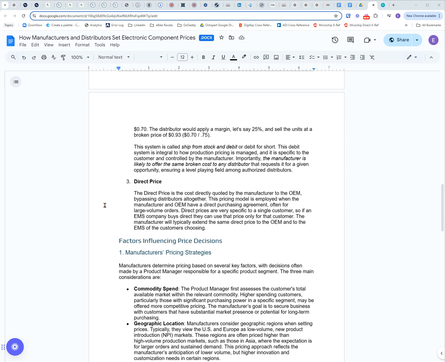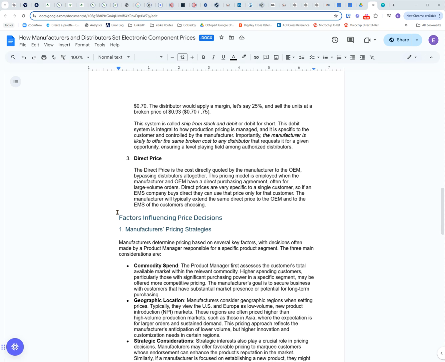And the direct price would also commonly be extended through to the EMS company. So if Texas Instruments agrees to sell you something that's normally $1 and they agree to sell it to you for 50 cents, they will also agree to sell it to almost any contract manufacturer for 50 cents as well. And again, the idea is that you have the freedom to manage your affairs as you see fit.